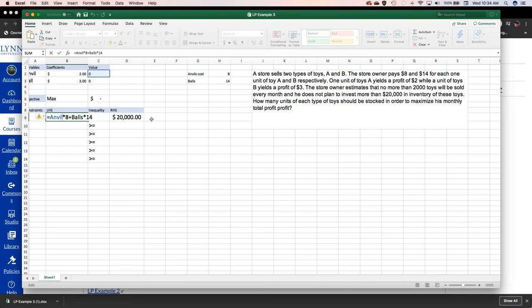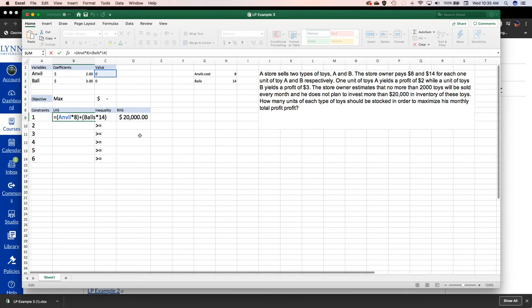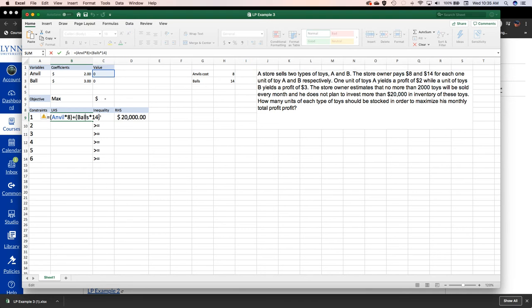Okay. What did I do wrong? Oh, I forgot this. All right. Now, why is this giving me a hard time? The ball just isn't showing up the same as the anvil. Oh, it's because I called this ball, not ball. That's why. Thank you. All right, so now that should be 0.